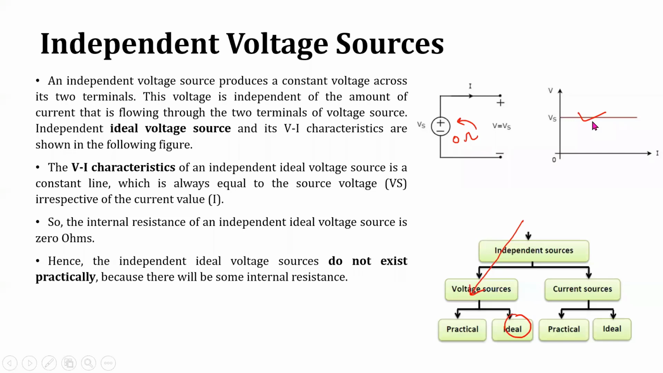But the problem is that independent ideal sources do not exist practically, because there will be some internal resistance. We don't always find a constant voltage across the load. Instead, we find some deviation, so ideal independent sources are not available practically. In reality, independent practical sources are available. We will discuss that.